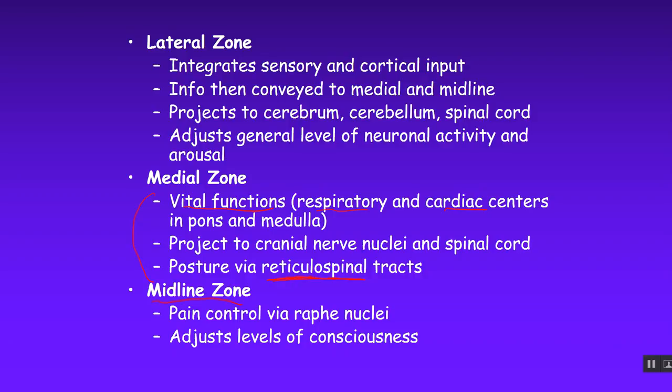And then we have the midline zone, that very center zone, mainly pain control. There's the raphe nuclei, which we've mentioned before, and there are the raphespinal tracts that start in the raphe nuclei and go down to the dorsal horns of your spinal cord to deliver natural opiates. It's a descending pain control pathway. We mentioned it when we talked about the sensory system. The raphe nuclei are also involved with adjusting levels of consciousness. Just like the lateral zone is more overall neural activity, this is more level of consciousness, which are related, but subtly different functions.